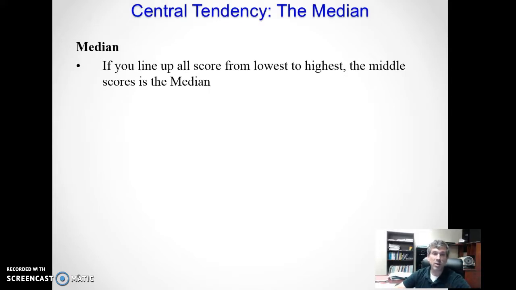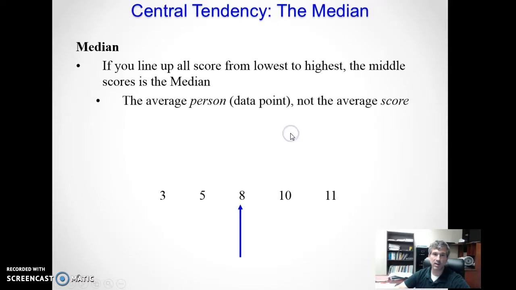Here's how we calculate the median. We take every score that we've got, we order them from lowest to highest, and we find the middle one, and that is the median. We got 5 scores here. We say, okay, we got 5 scores. The middle score is right in the middle, that third highest score. The median would be 8 in this case.